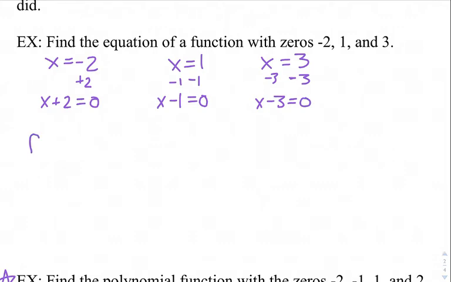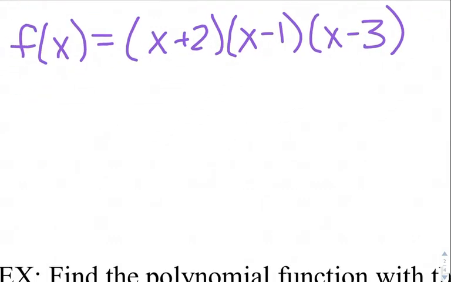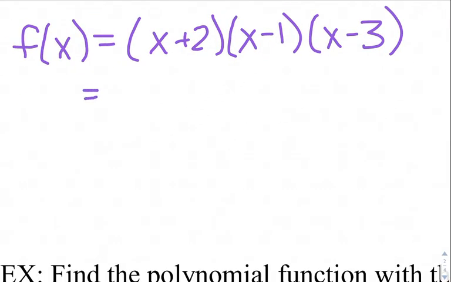Now what I do is I multiply those three factors. So x plus 2 times x minus 1 times x minus 3. What we have to do now is expand this. So FOIL here. X times x is x squared.